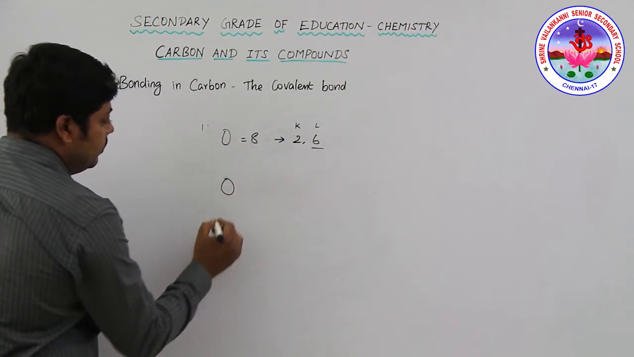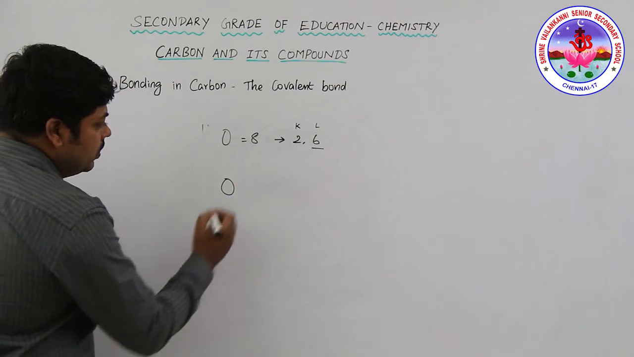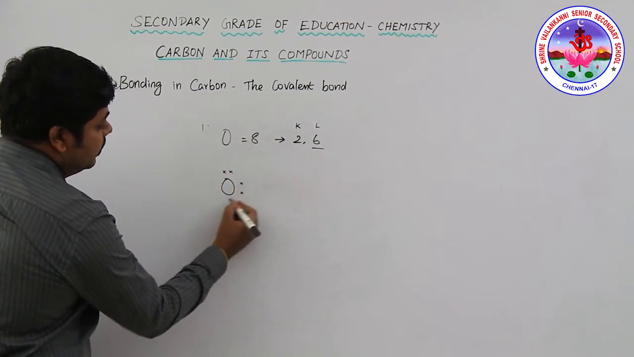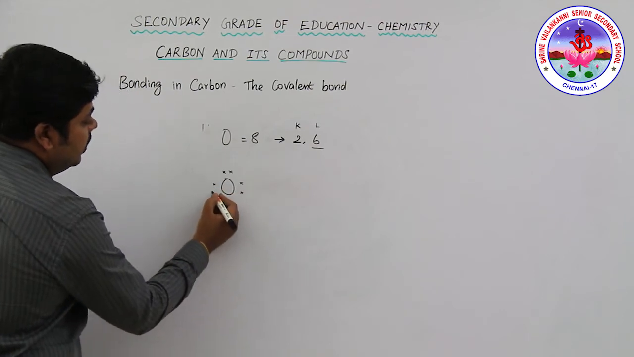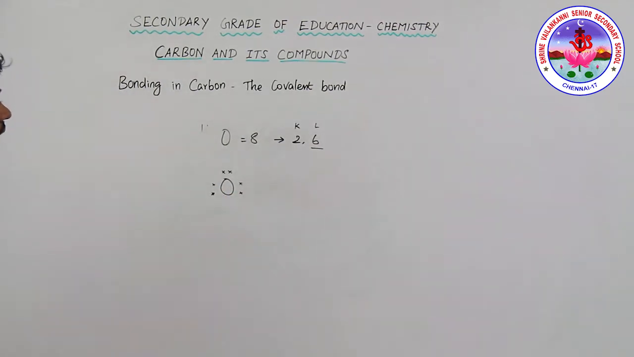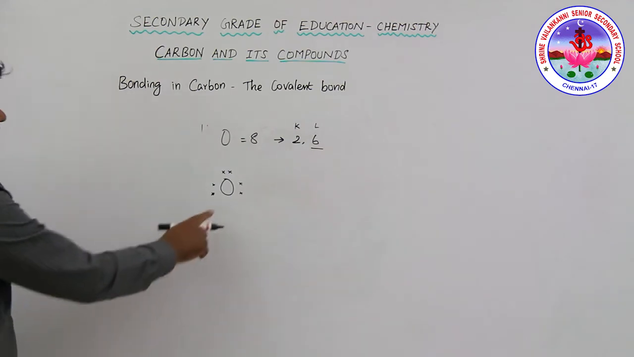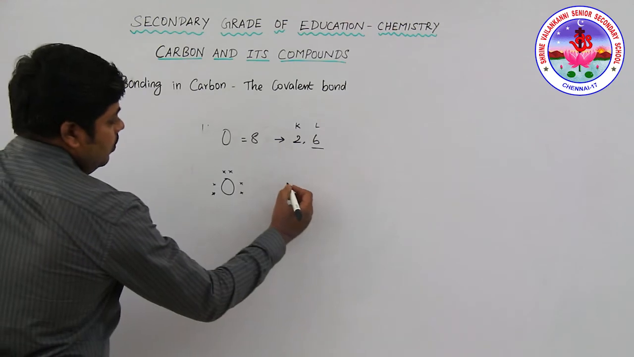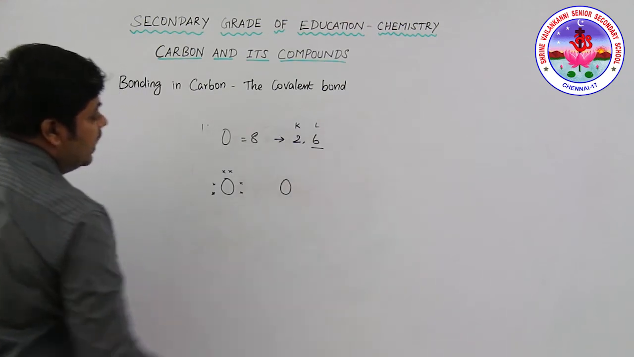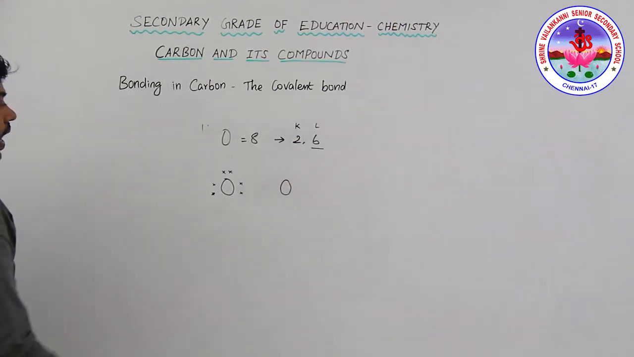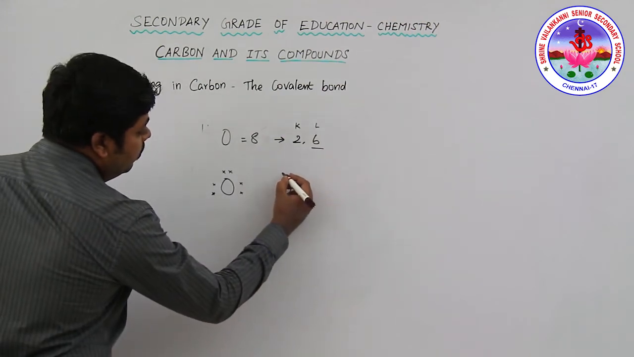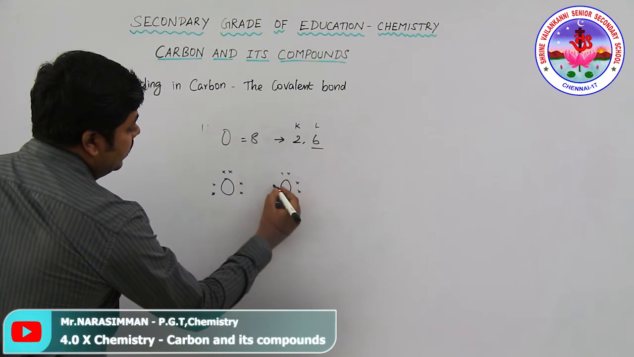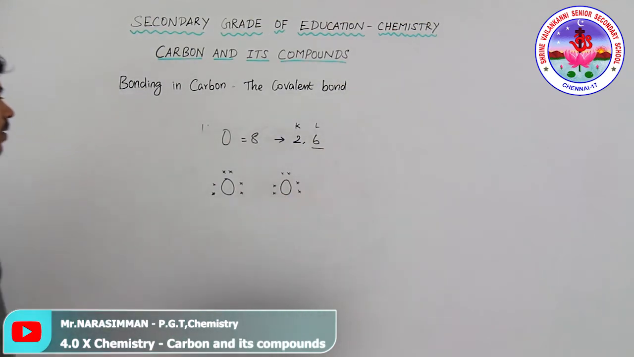So, just write here the oxygen atom. The 6 valence electrons you can write as stars, or you can write them as dots. You can use either star or dot. Here only 6 electrons are there. Now, oxygen is a diatomic molecule, so one more oxygen atom I am going to write here. This oxygen atom also has 6 valence electrons.